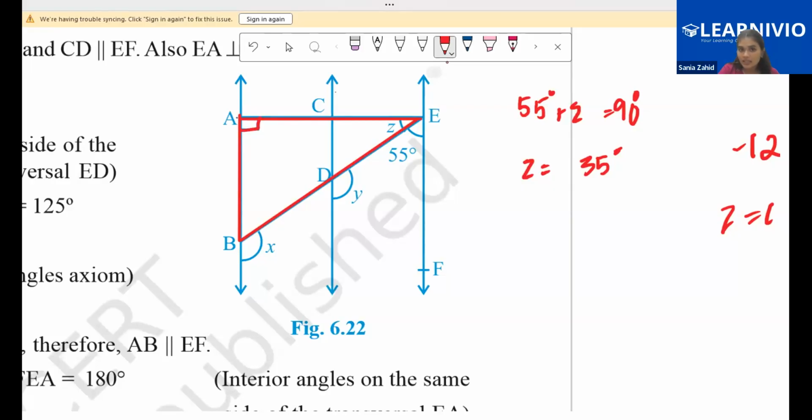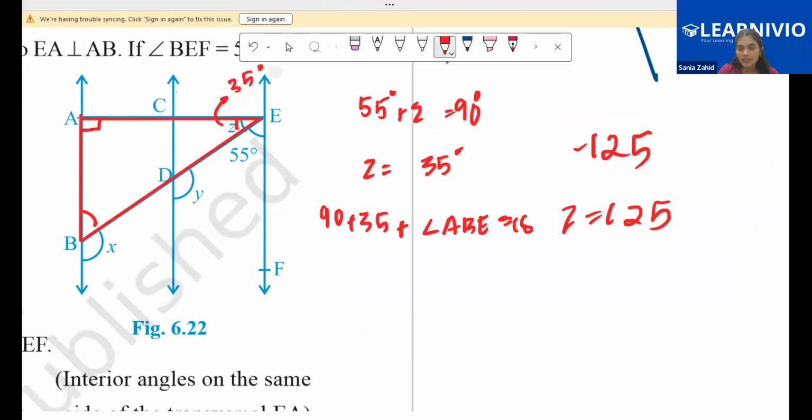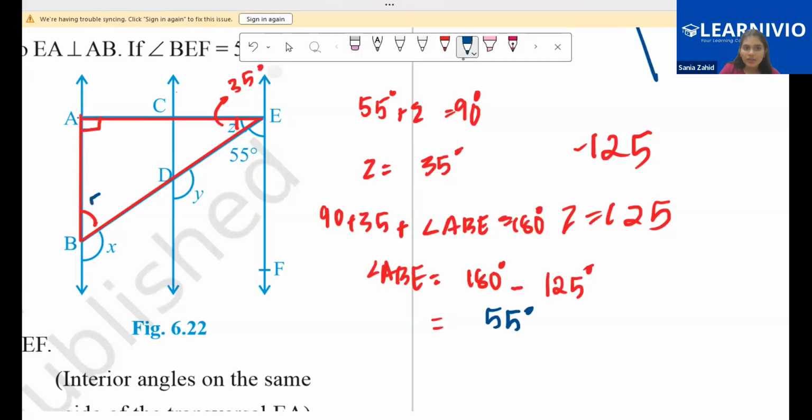So this is 90, Z is 35. So what is this angle? We will take 90 plus 35 plus angle ABE is equal to 180 degrees. So angle ABE is equal to 180 degrees minus 90 plus 35, which is 125 degrees, so that's equal to 55 degrees. So this angle is 55 degrees, children.